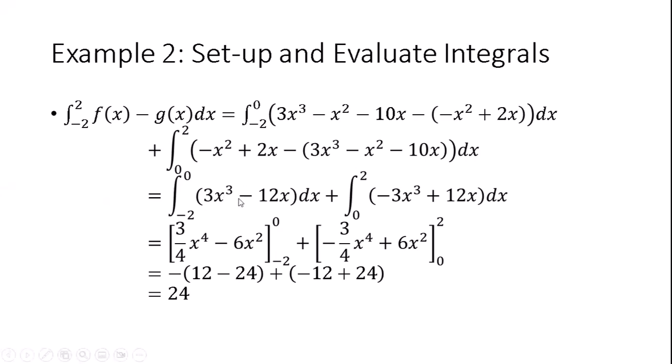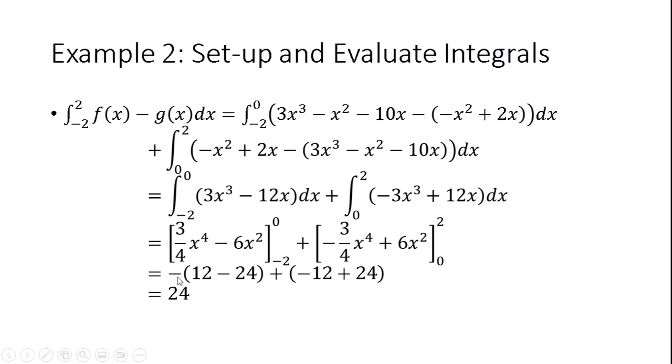So now we go ahead and perform this simplification, combining like terms, having a simple integral to evaluate. And we have the integral from -2 to 0 of 3x cubed minus 12x dx. We're going to evaluate this integral. And we have the integral from 0 to 2 of -3x cubed plus 12x dx. The antiderivative of 3x cubed is 3/4 x to the 4th. The antiderivative of 12x is 6x squared. So we're going to evaluate the difference of those two terms from -2 to 0. We're going to do something similar for the second integral to go from 0 to 2.